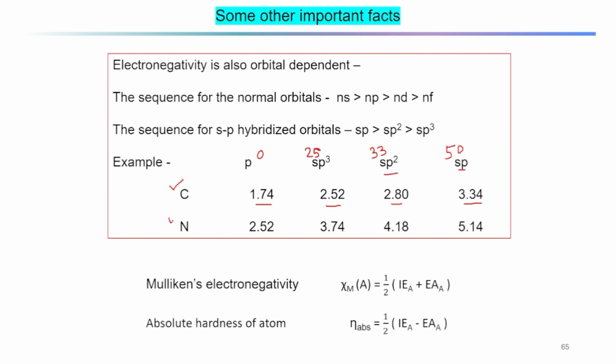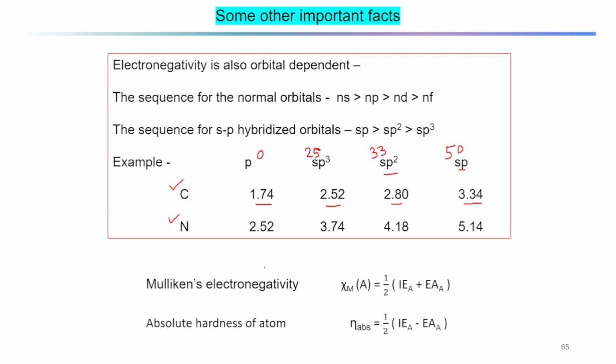Similarly, in the case of nitrogen, in the pure p orbital, the electronegativity value is 2.52, whereas in the sp3 hybridized form, the electronegativity value is 3.74. In the sp2 hybridized form, it is 4.18, and in the sp hybridized form, it is 5.14.